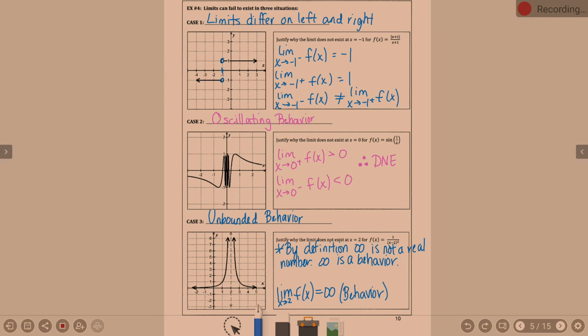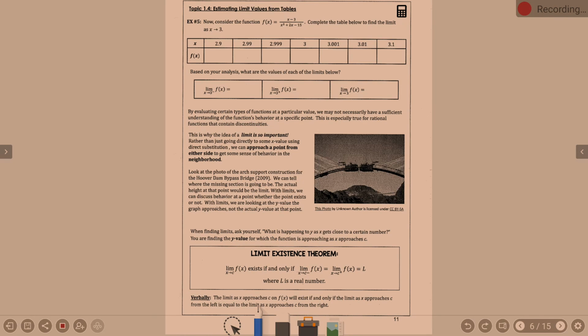Now, I'm trying to remember what this piece was. Considering the function f of x, complete the table below to find the limit as x approaches 3. So this is you, and you're going to have a few of these in homework, filling in this table. And what we're going to use is this information. What do I have? Okay. You know how to plug into your calculator, right? Right. You're not going to complain if I just tell you values? Nope. Not even a little bit.